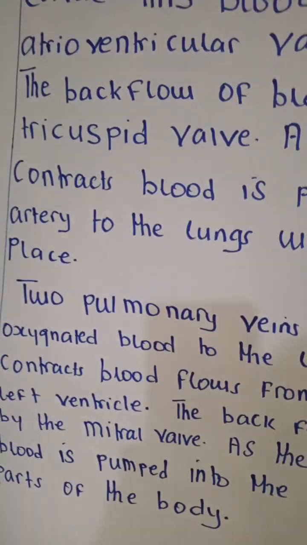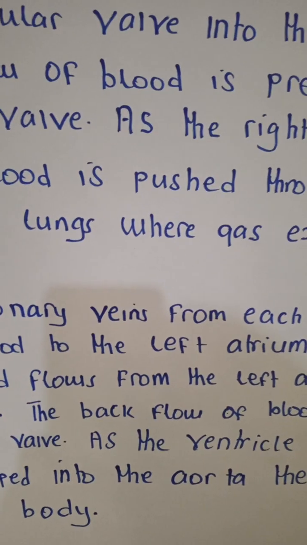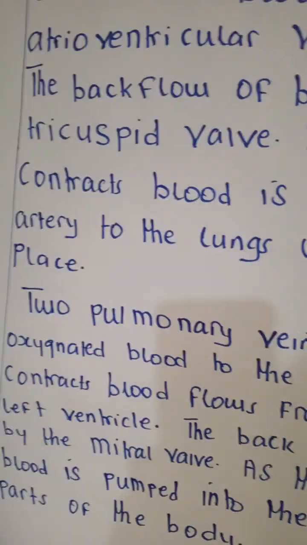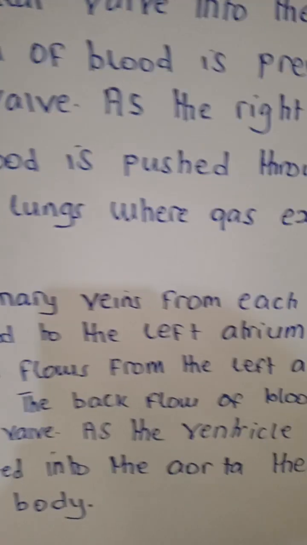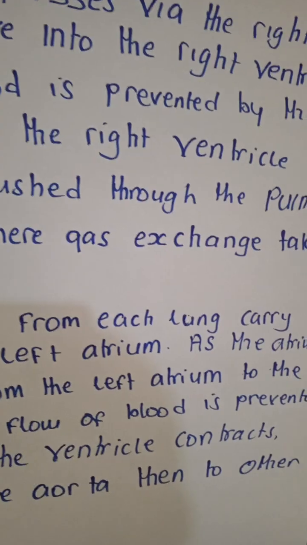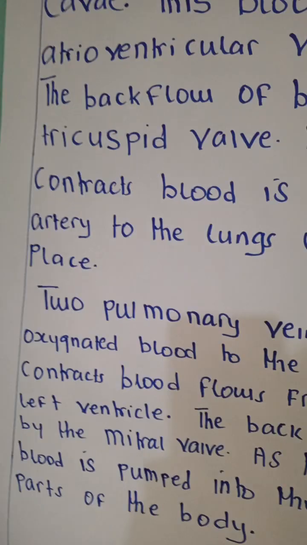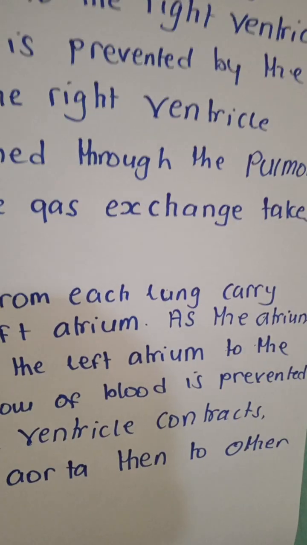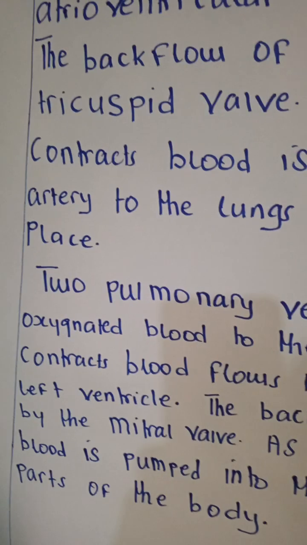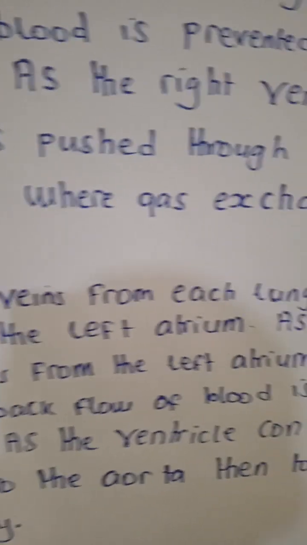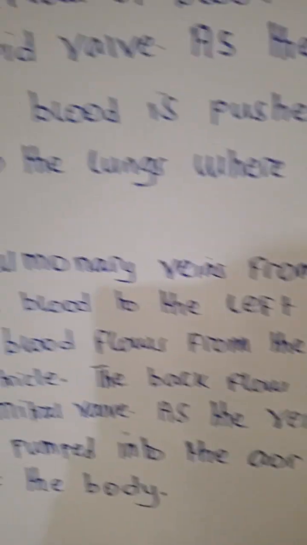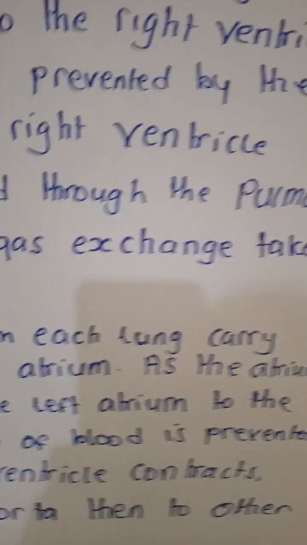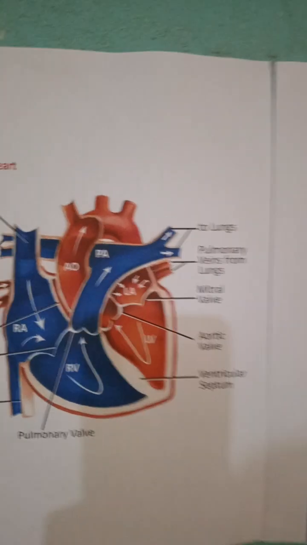As the atrium contracts, blood flows from the left atrium to the left ventricle. Okay, and the backflow of blood is prevented by the mitral valve. As the ventricle contracts, the blood is pumped into the aorta, then to the other parts of the body. So that's how the flow of blood is in the heart.